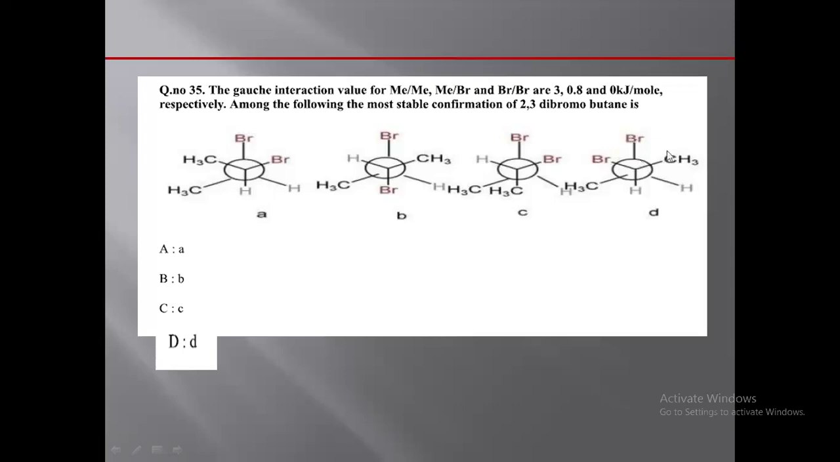Then what is the other one? Here the methyl and bromine are closer. So what is the energy here? 0.8, and 0 kilojoule per mole, for these CH3 groups. So option D is the correct one. If you look at the stability order, the stable structure is B. But we have to answer on the basis of the values 3.0, 0.8 and 0 kilojoule per mole. On that basis, option D is correct.